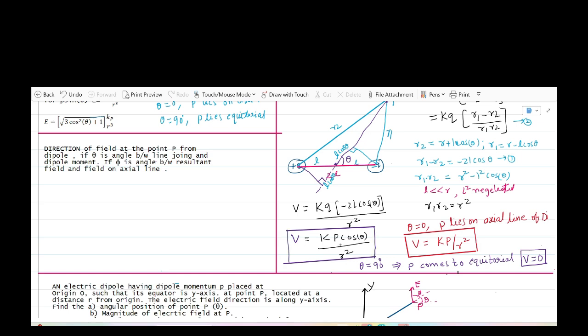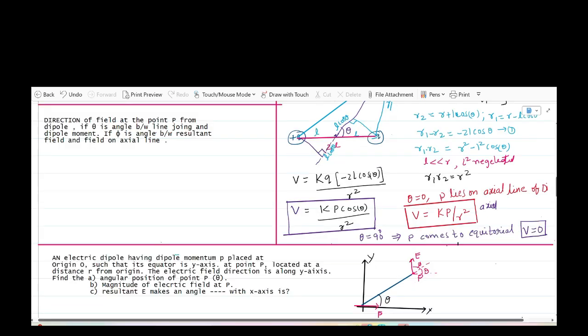So this is at any point. This is an axial line. This is an equatorial line. Potential: so the electric field is over for 3 points, and potential is also over. Now coming to one question here. Very important this is.